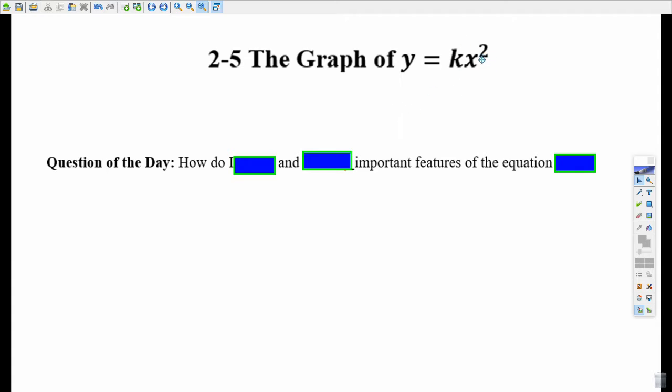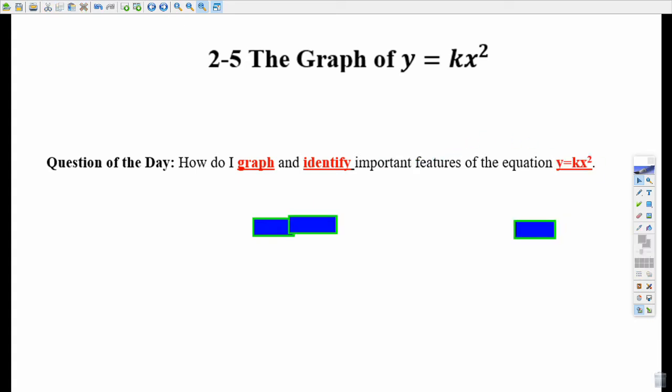So today we're going to look at what happens when you put a 2 there and make it x squared, but still direct variation. It's still y equals kx to the n, but now we're just talking about there being a 2 there. So how do I graph and identify important features of the equation y equals kx squared? And a lot of the stuff that we'll be looking at on the graphs will be using two different websites.